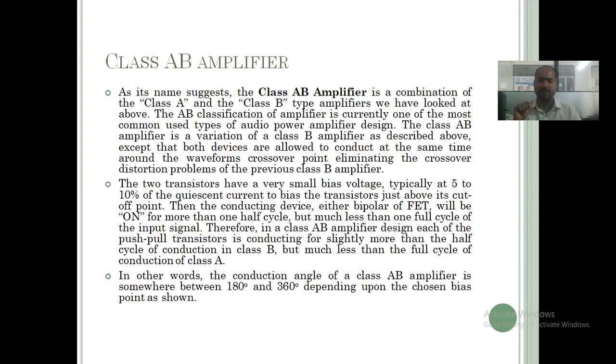See, the AB classification of the amplifier is currently one of the most commonly used types of audio power amplifier. We know that when we design an audio power amplifier, I will tell you an example with respect to a mobile telephone.